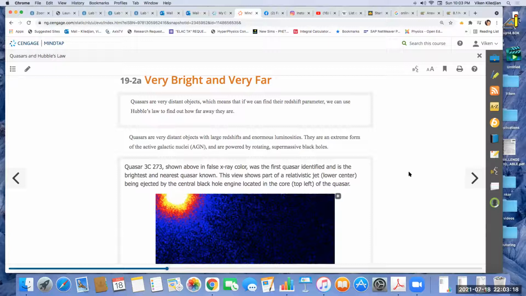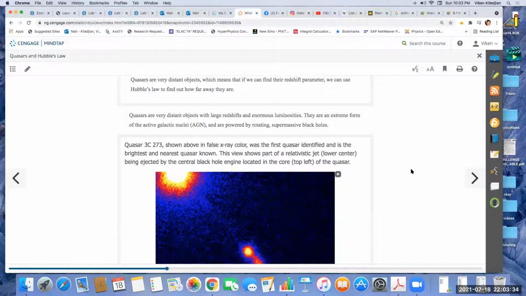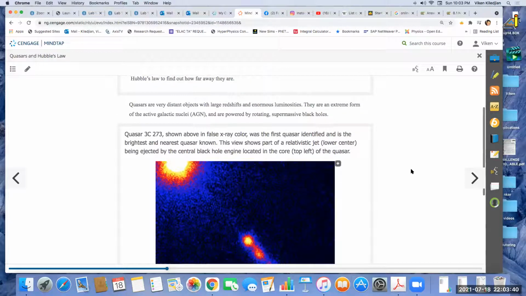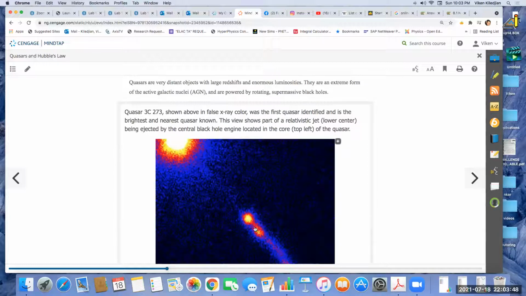And they're powered at their centers by their supermassive black holes. Quasar 3C273, shown above in false X-ray color, was the first quasar identified and is the brightest and nearest quasar known. Interesting. So this is the first quasar, the brightest and the nearest quasar to us. This view shows us a part of a relativistic jet, lower center. You see here, this is the lower center, being ejected by the central black hole engine located in the core. So it's emitting a huge power of X-ray jet.